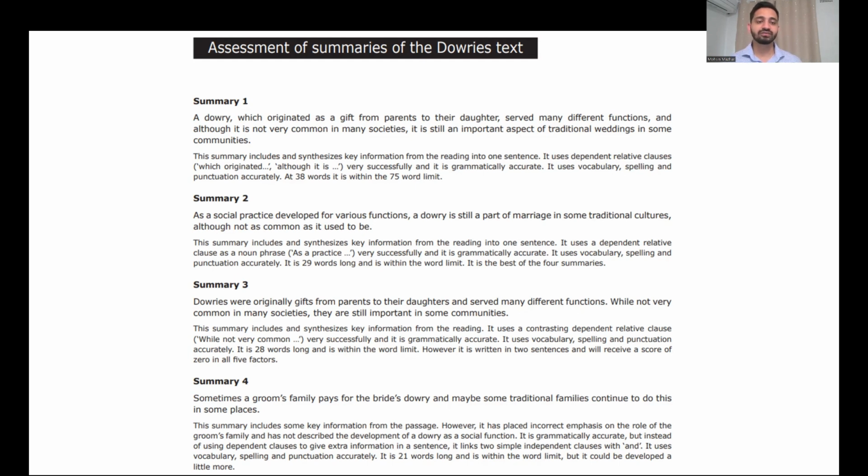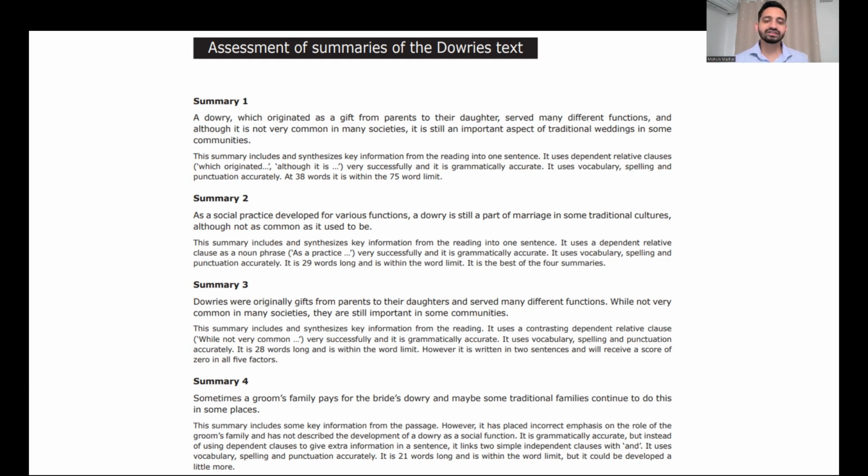Summary 3, look at summary 3. Dowries were originally gifts from parents to their daughters and served many different functions. While not very common in many societies, they are still important in some communities. Now, the biggest problem I see with this summary is that there are 2 sentences. Can you get any marks for this? Let's read out the explanation.